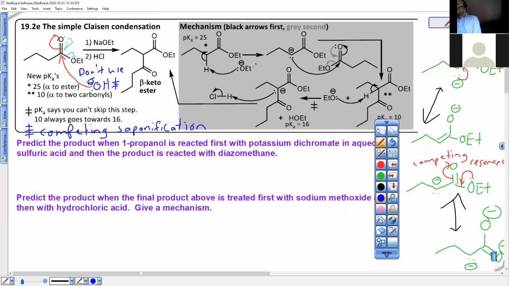So how does the mechanism work? It starts off just like the aldol. We generate enolate at the alpha position, which can resonate with the O, like over here. The enolate is a nucleophile. The pKa situation says we went from 25 to HOEt, which has a pKa of 16.